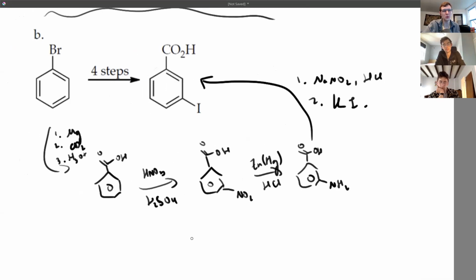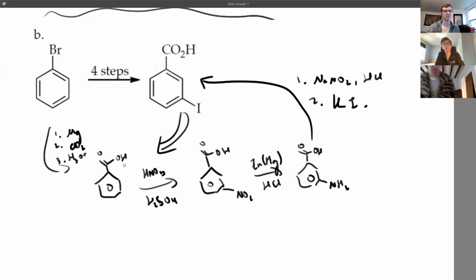You could have also gone backwards, right? You see that this is a meta director, right? So you had to have put this iodine on there second. But how do you know how to put iodines on aromatic rings? There's only one way. So that'll work you back to this step, and from there you only have to think about 1 step backwards. So yeah, doing it retrosynthetically would also work.